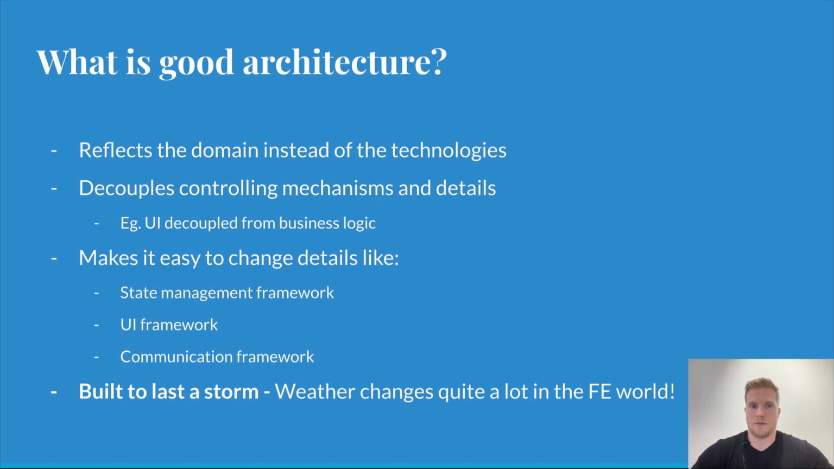So what is a good architecture? First of all, the key purpose is to accommodate change of the behavior of the system later. So it reflects the domain instead of the technologies. It decouples controlling mechanisms and details, for example, UI decoupled from the business logic. It makes it easy to change details later, like state management framework, UI framework, and communication framework. As I talked about, this is something that is often changing in the front-end world. So it should be built to last a storm, as the weather can change quite a lot in the front-end world.